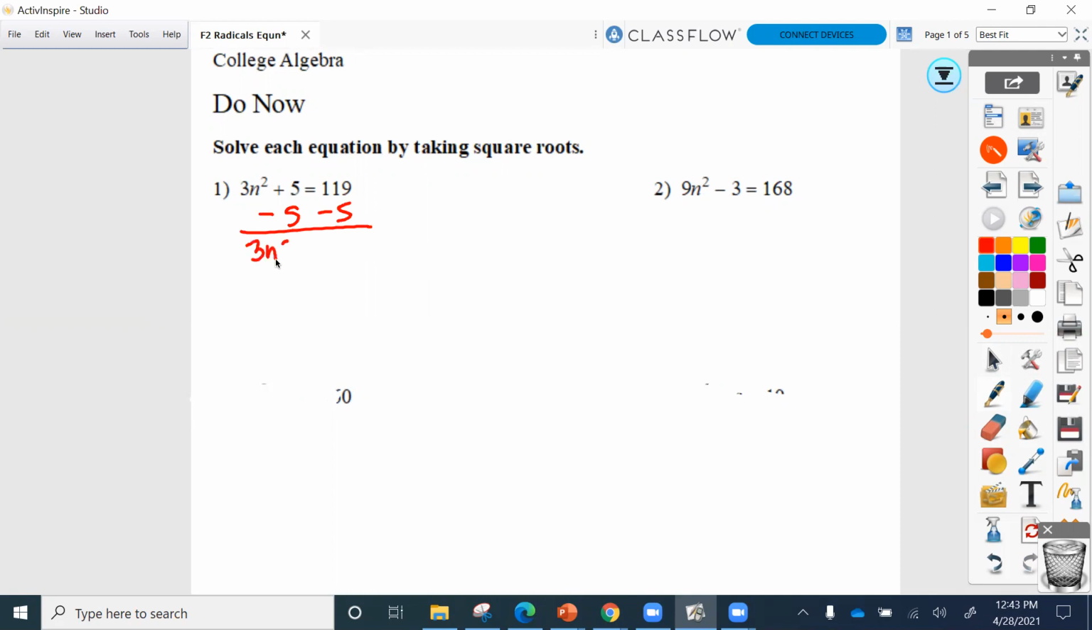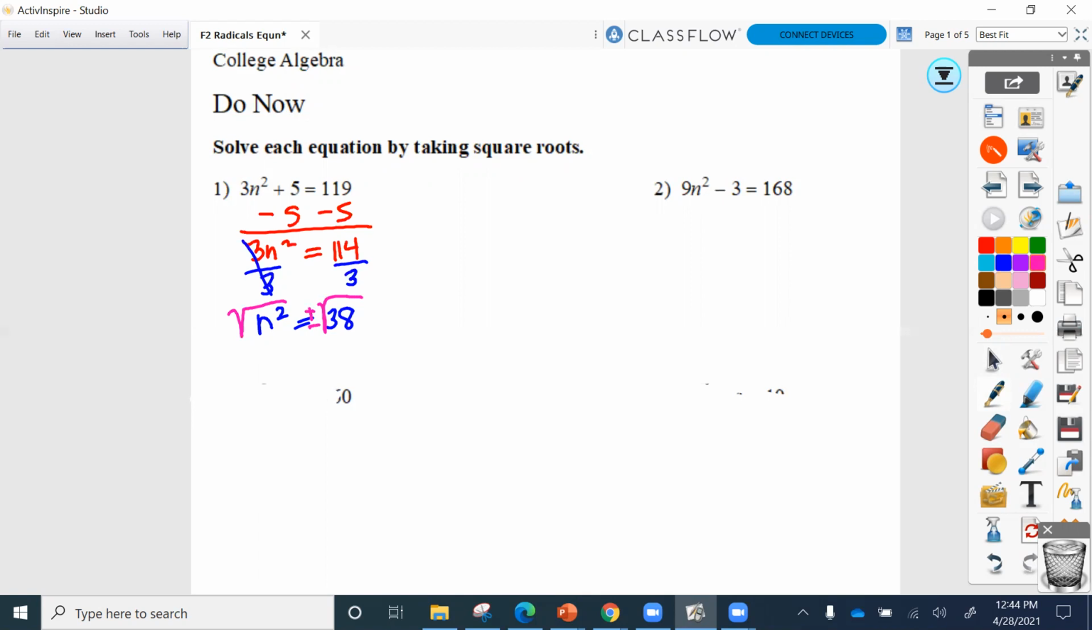So you'll get 3n squared is equal to 114. Then we're going to divide both sides by 3. The 3's cancel out here. You'll get n squared is equal to 38. Now we're going to take the square root of both sides in order to solve this equation. And when you take the square root of both sides, you always must take the plus or minus.